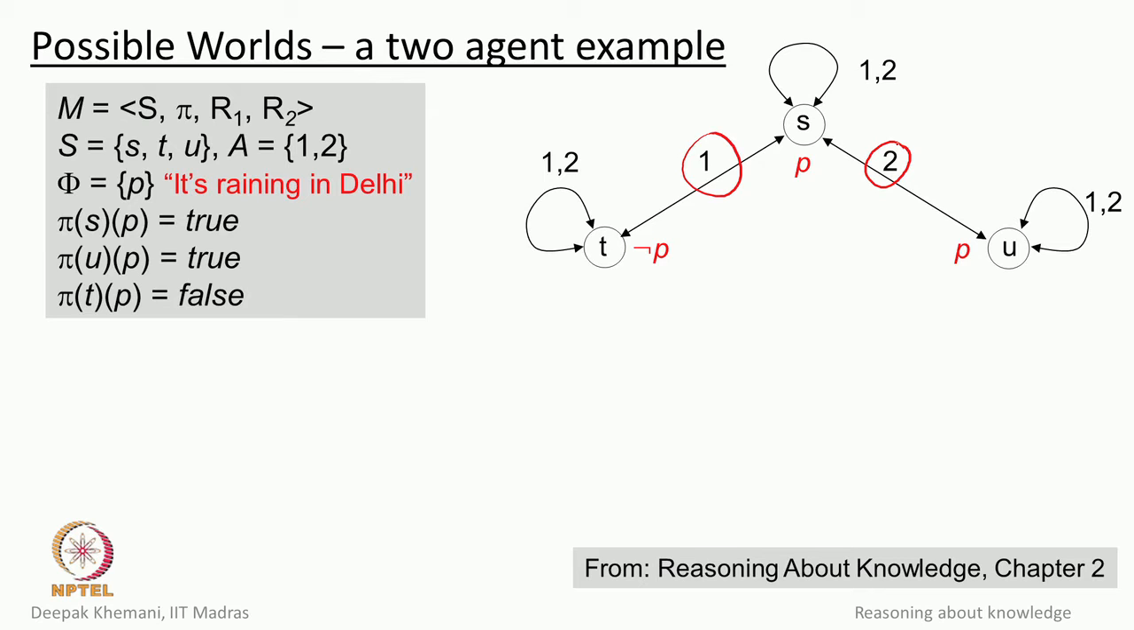So, what does it mean? Supposing P is the statement, it is raining in Delhi, and let us say we are in state S and we are asking, is this statement true in state S. Then of course, we simply have to check whether it is true in S or not. But if we ask, does agent 1 know in state S that P is true, then we have to do this analysis, which we will do in a moment, and likewise for agent 2.